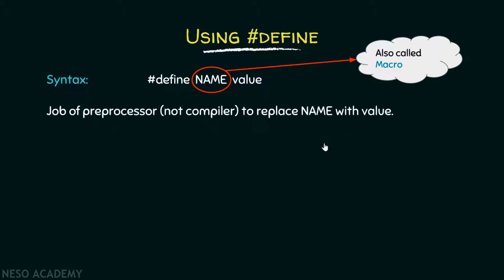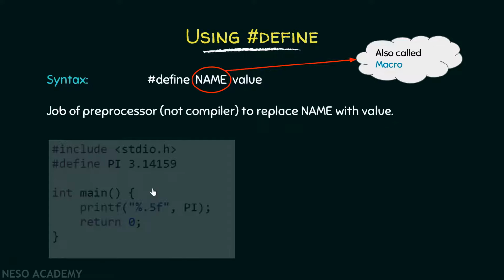This is the job of the preprocessor, like the preprocessor does the job of replacing the header files with their actual content. You know that #include stdio.h is going to get replaced by the preprocessor. This name over here is also going to get replaced by the value available over here. And this is the job of the preprocessor.